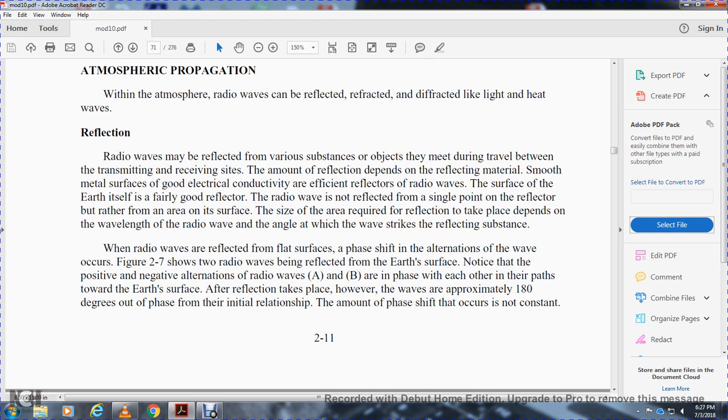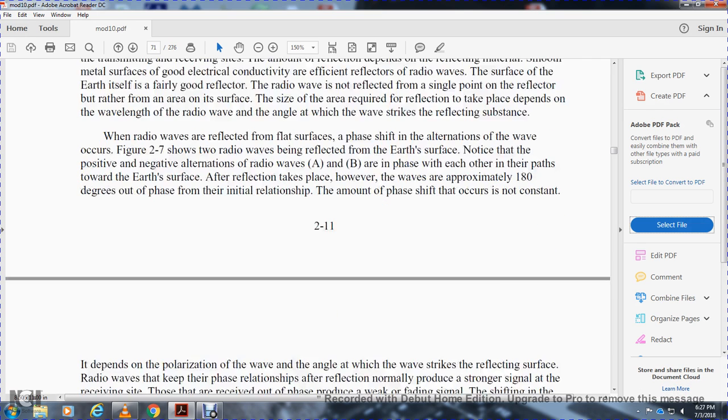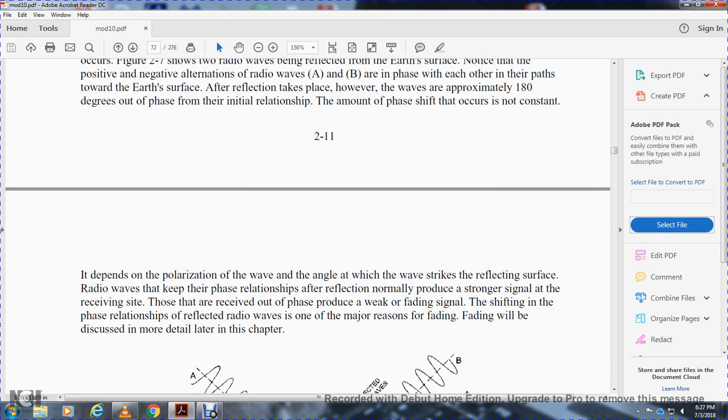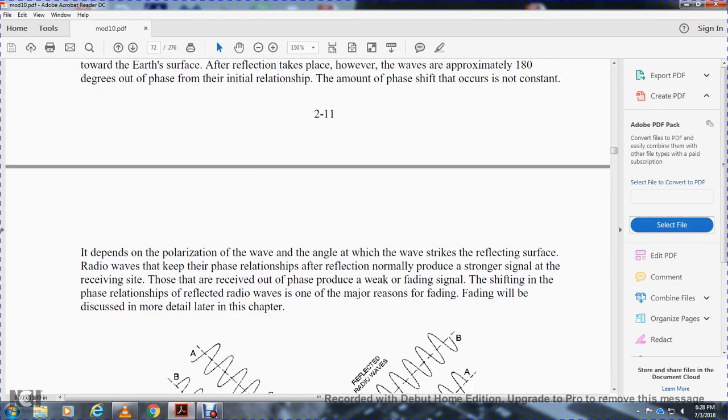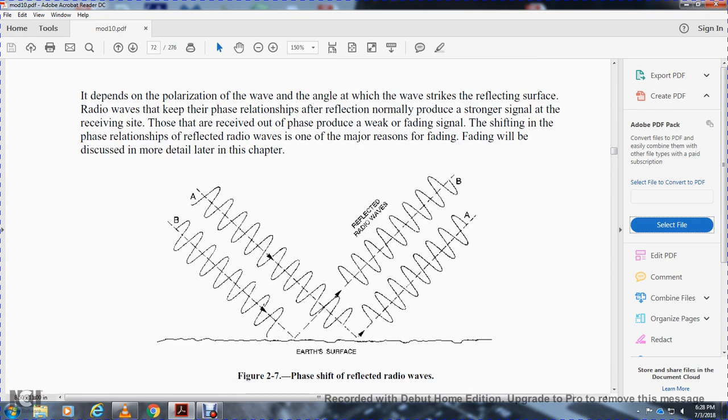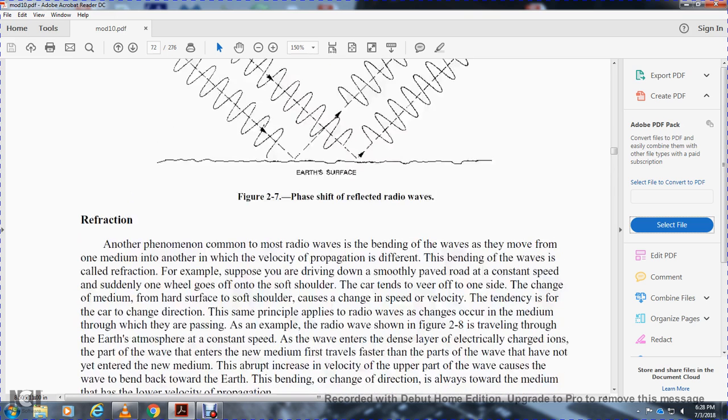The amount of phase shift that occurs is not constant. It depends on the polarization of the wave and the angle at which the wave strikes the reflecting surface. Keeping the phase relation after reflection normally produces a strong signal, but at the receiving side, waves that arrive out of phase produce a weak and fading signal. The shifting phase relation of reflected waves is one major reason for fading, which will be discussed more later in this chapter. Phase shift of reflected radio waves at the earth's surface. Refraction.